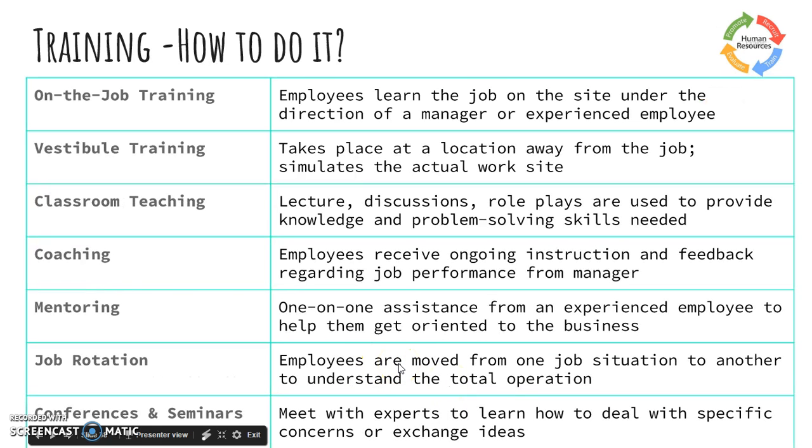Now, how to do training, there's a number of different techniques that can be done. Let's take a look first at on-the-job training, or OJT. This is when employees learn the job on site under the direction of a manager or an expert employee, maybe a mentor of some kind. On-the-job training is probably the best training that is out there, but it can also be very, very difficult at times. Nothing is going to substitute for being in the mix, doing the job, learning from your errors, going through trial and error. There's vestibule training, another training technique.